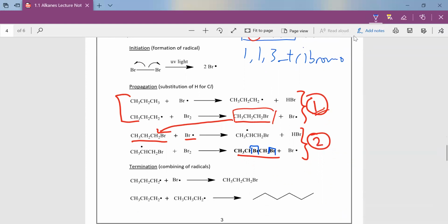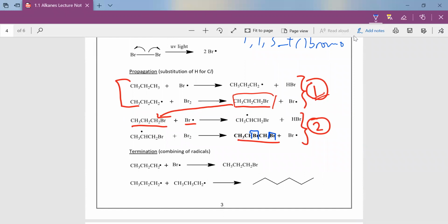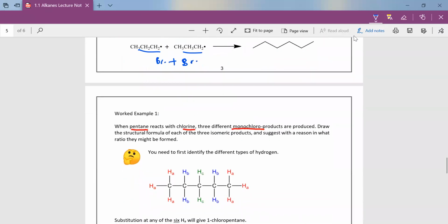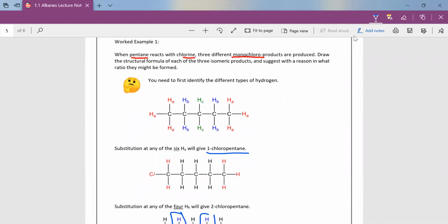The termination is actually the same. For the termination step, we can either show all the available radicals, or we can just pick any two. We can combine these two, we can combine these two, and actually there's one more: two of the bromine coming together. But out of these three permutations, you just need to choose two as your termination steps. Okay, good enough. Let's look at a couple of worked examples.